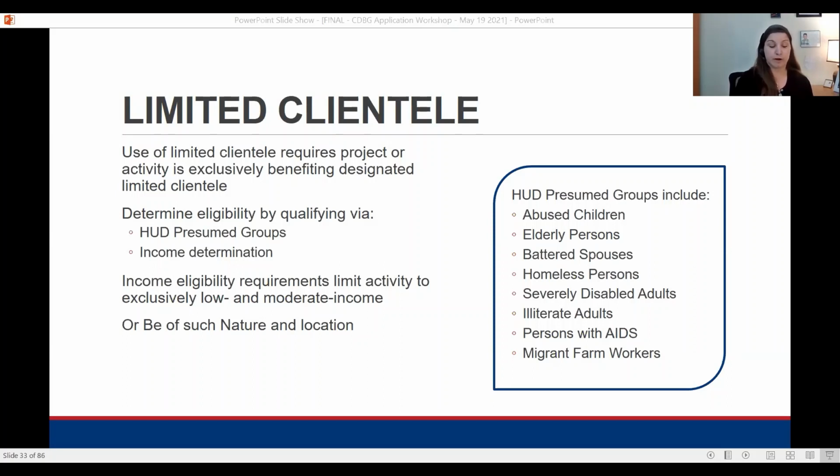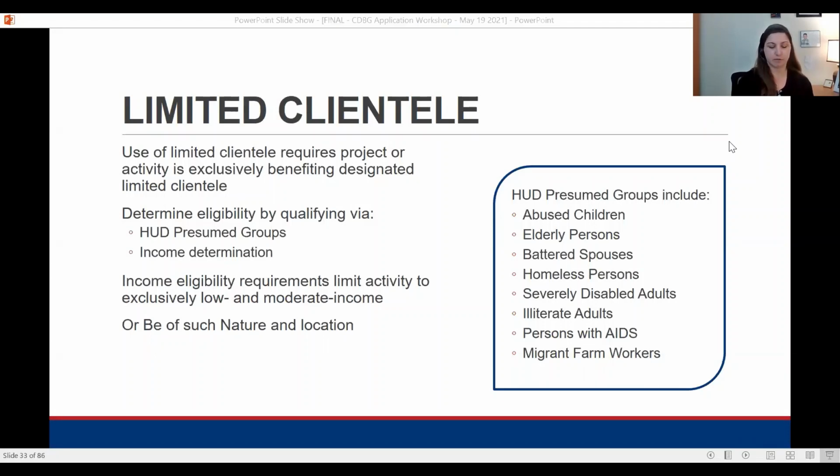Or they require documentation of family size and income to show at least 51% are LMI, or have income eligibility requirements limiting it to LMI, or be of such a nature and location that it's presumed to benefit this limited clientele. So again, we have much more information if it looks like this is the direction that your project might qualify under for the national objective.